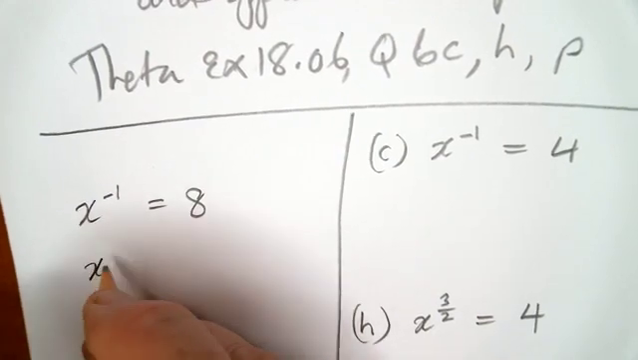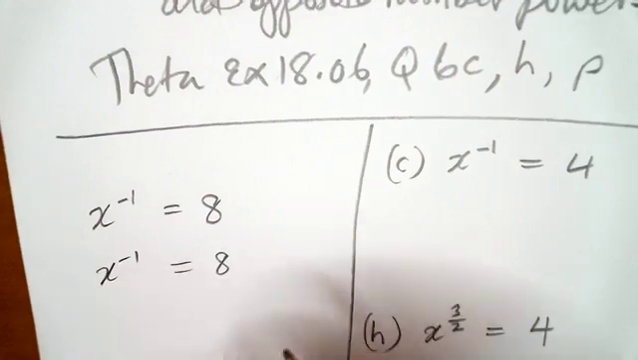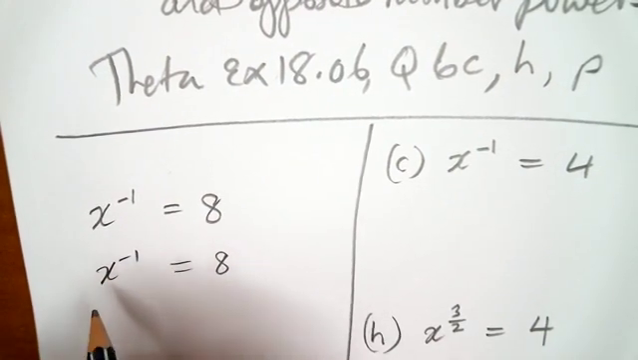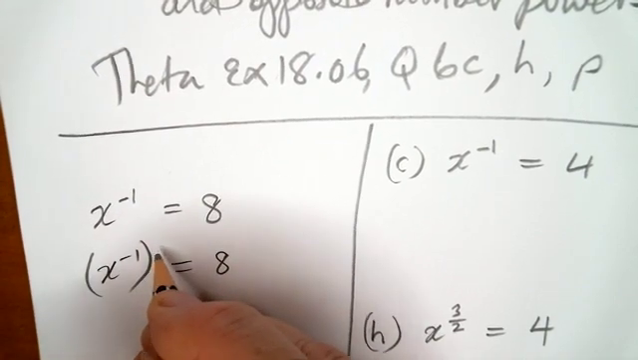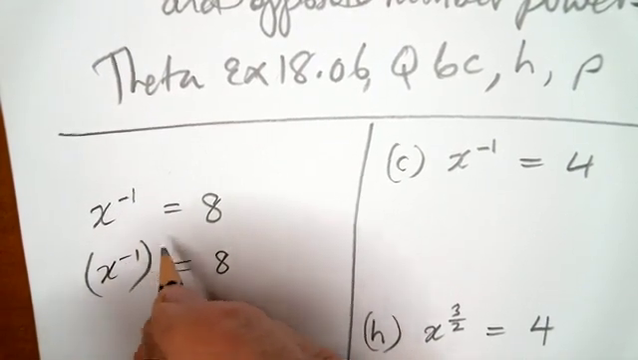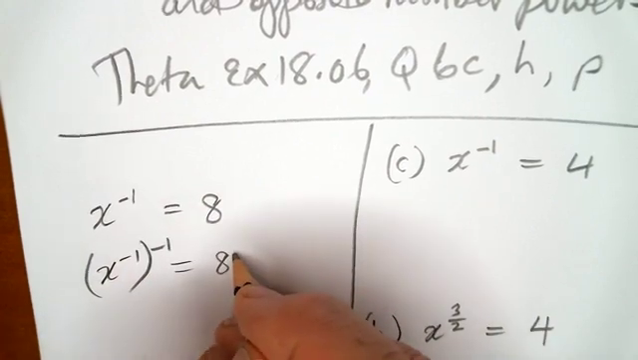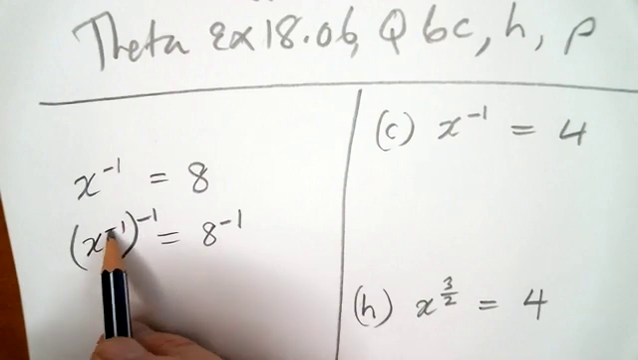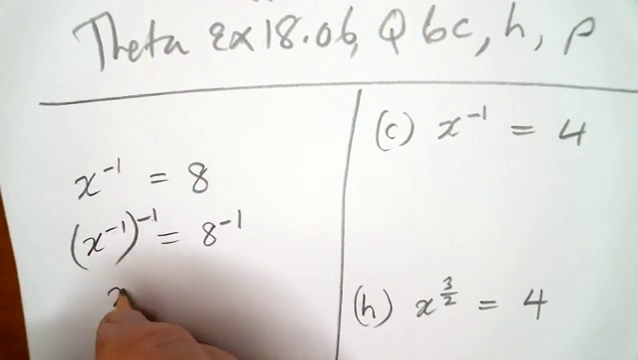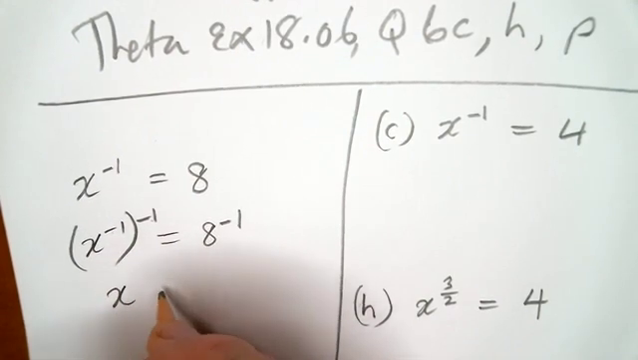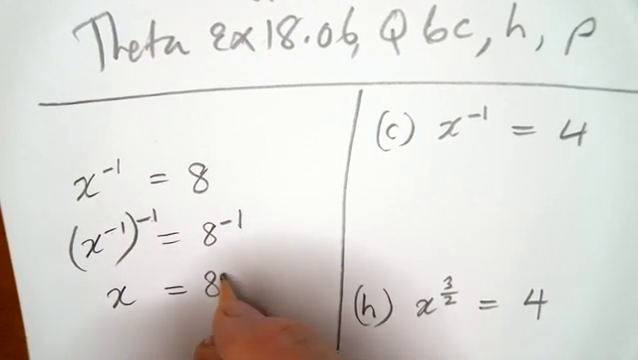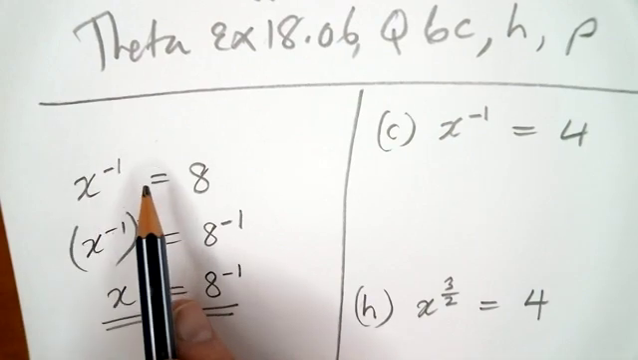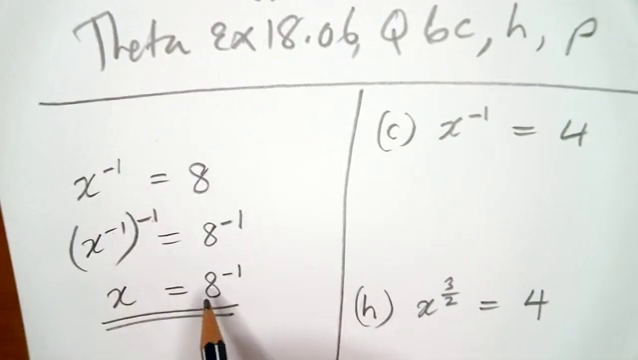So I want to take this thing here, and I want to find something I can multiply negative 1 by that will give me a positive 1. And of course, I would multiply that by another negative 1. I'll put that to the power of negative 1. Now over here, negative 1 times negative 1 is 1, leaving me with an x to the 1, or just an x. And on the other side, we're left with 8 to the negative 1. So if x to the negative 1 is 8, then x is equal to 8 to the power of negative 1.